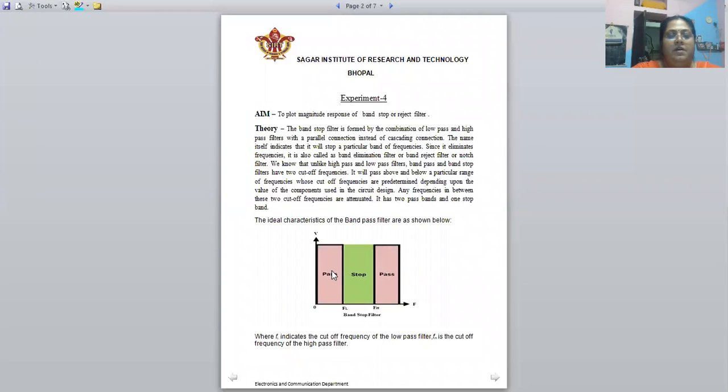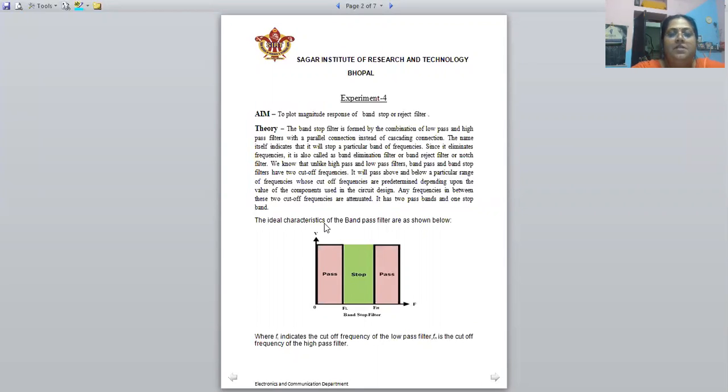the other frequencies. Now in this graph I have shown the band stop filter, where the stop band lies between FH, the higher cutoff, and FL, the lower cutoff. From 0 to FL there will be the pass band, and above the higher cutoff there will be the pass band. So the stop band will lie between the boundaries of two pass bands.